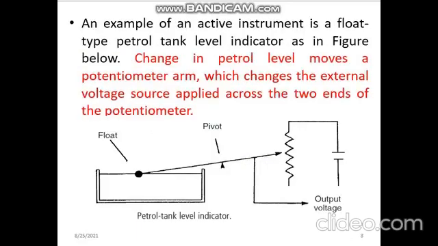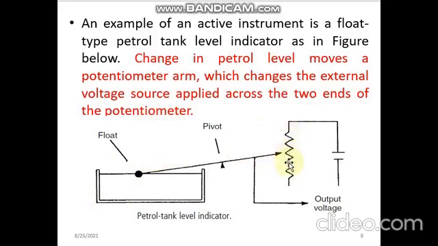Then on the other hand, the active one is an example of a floating-type petrol tank level indicator. If you look at this, we assume this is our petrol tank, and this is a floating device. That's something that will not sink in the petrol because it is light. Now, whenever the level of this petrol is going down, definitely this pointer will be moving, and when it is going up, the pointer will be moving, but its movement is just along one leg of what?